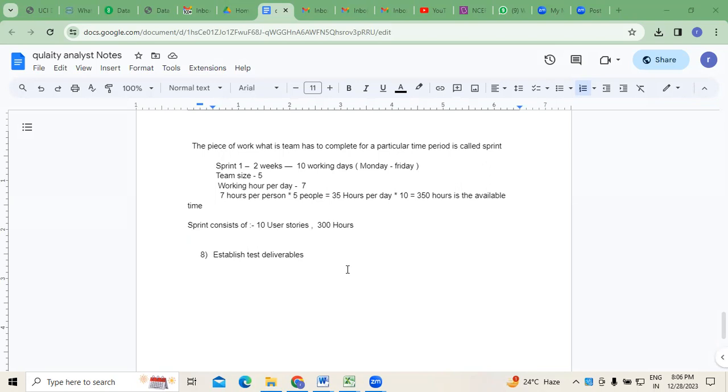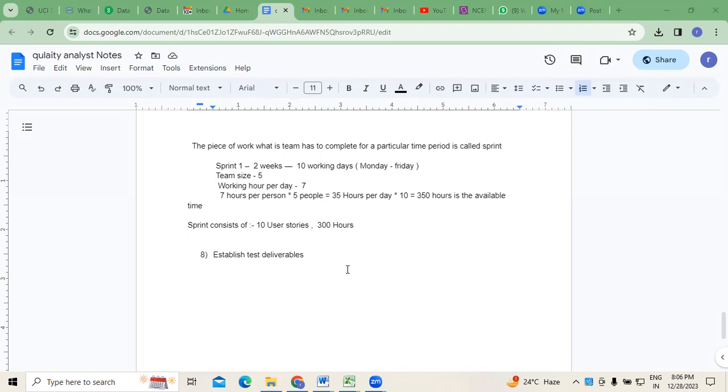Followed by this, we discussed planning resource allocation, followed by planning the setup of the test environment, right? And determining the test schedule estimation. All these things we discussed in the previous session. The last one, but of course not the least: today we are discussing establishing test deliverables.